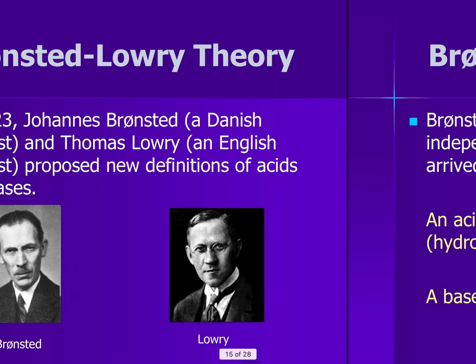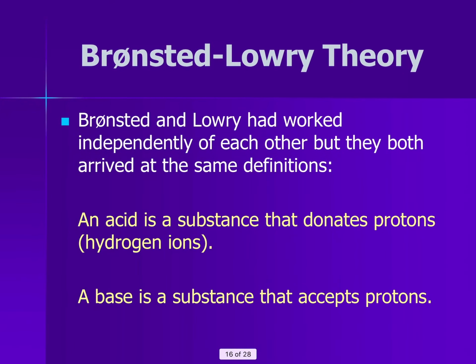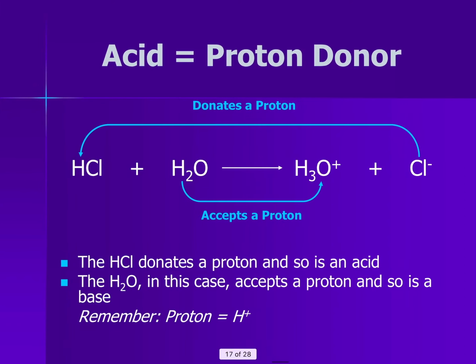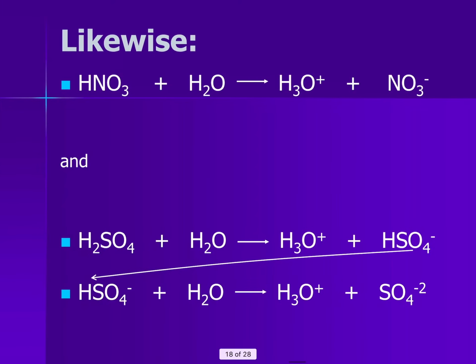Bronsted and Lowry then came along and put forward definitions of acids, a substance that donates protons. An acid is a proton donor and a base is a proton acceptor. Now you must be able to identify acids and bases according to Bronsted and Lowry. So you can see here on the left hand side, you must spot the difference between the left and the right. So the HCl is losing or donating a proton and it's becoming Cl-. The H2O there is acting as a base, because from the left to the right, you can see that it has accepted a proton, okay?